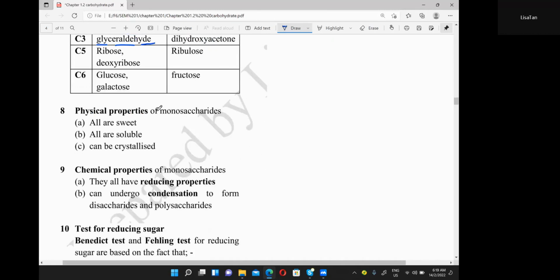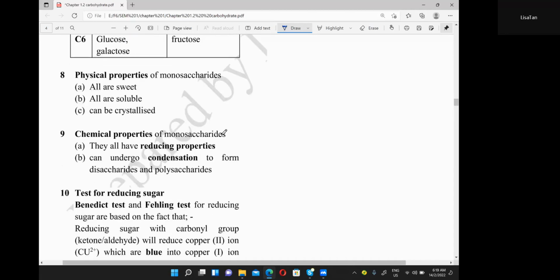So the physical properties of monosaccharides, as I already told you, the taste is sweet, all are soluble and can be crystallized. And the chemical properties of monosaccharides are that they are all reducing sugars, so they have reducing properties because of the presence of the carbonyl group, the aldehyde group and the ketone groups. They also can undergo condensation to form disaccharides or polysaccharides.